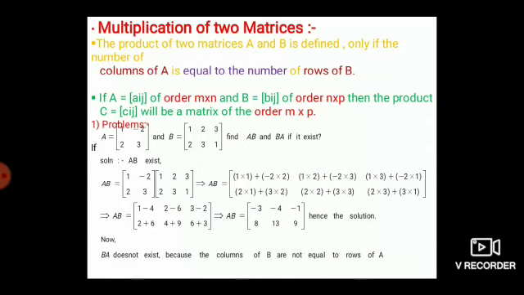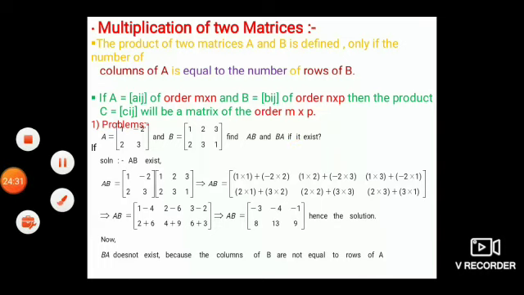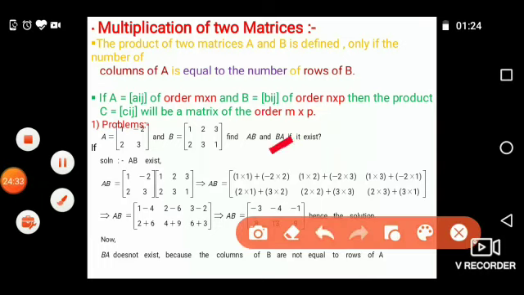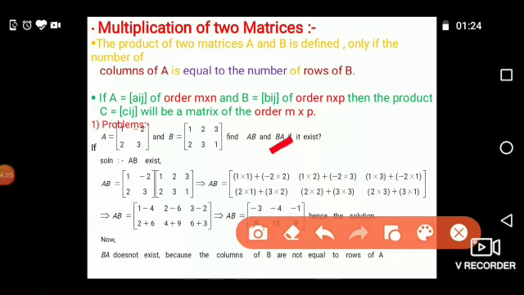Hence the solution of this matrix is AB equals minus 3, minus 4, minus 1, 8, 13, 9. Now we will move to the next example in the same problem. We have to try for B. Now let me check whether BA exists or not.